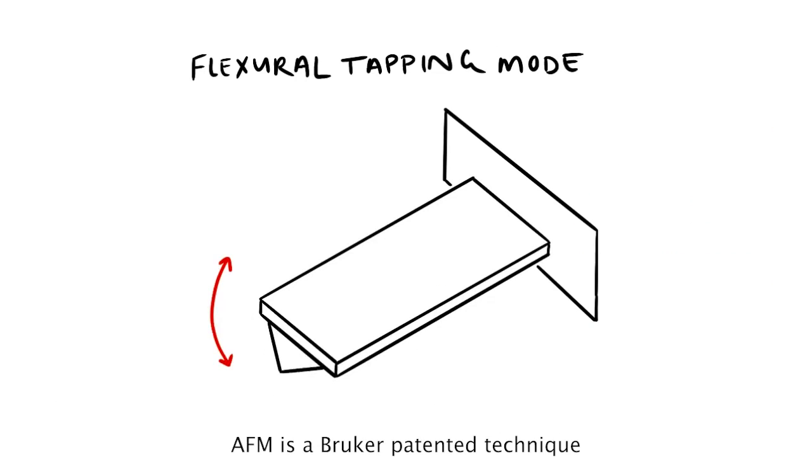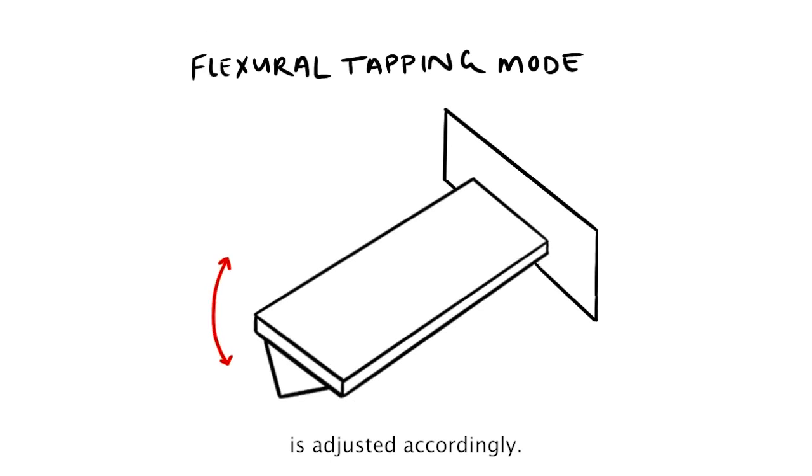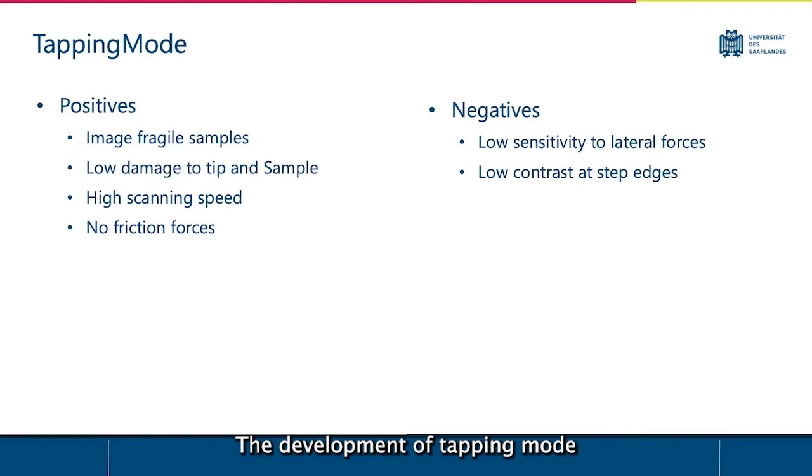Tapping mode AFM is a Bruker patented technique that maps topography by lightly tapping the surface of the sample with an oscillating probe tip. The cantilever's oscillation amplitude changes with the surface topography, and the vertical position of the cantilever is adjusted accordingly. The development of tapping mode enabled researchers to image samples too fragile to withstand the lateral forces of contact mode, where the tip is dragged across the sample. Additionally, much higher scan speeds can be used than in non-contact mode.